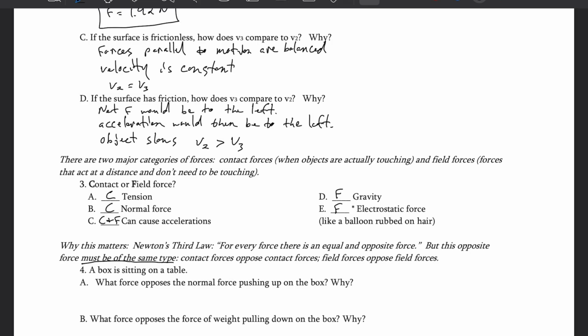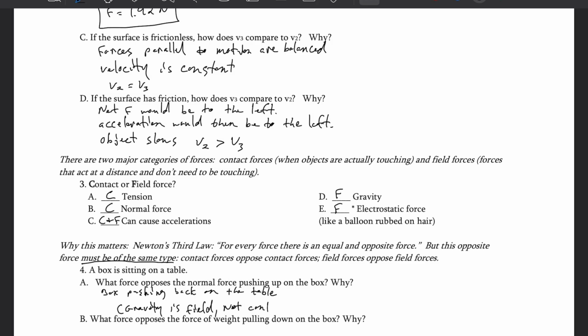Now it's just saying we're looking for Newton's third law, action-reaction force pairs. So that means two objects. You can't go outside the two objects. What force opposes the normal force pushing up on a box? If the counter is pushing up on a box, the box pushes down on the counter or on the table or whatever. Action-reaction force pairs. Don't bring gravity into this because gravity is a third party. Also, gravity's a field force and normal's a contact force.